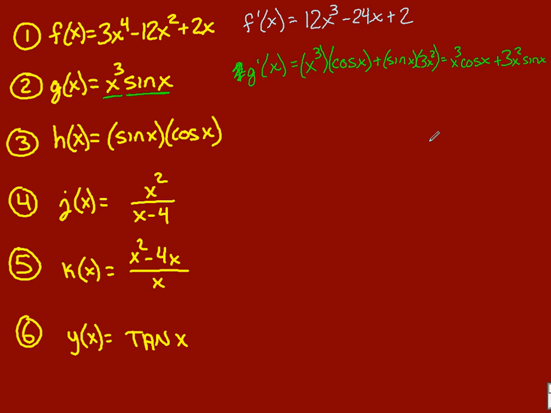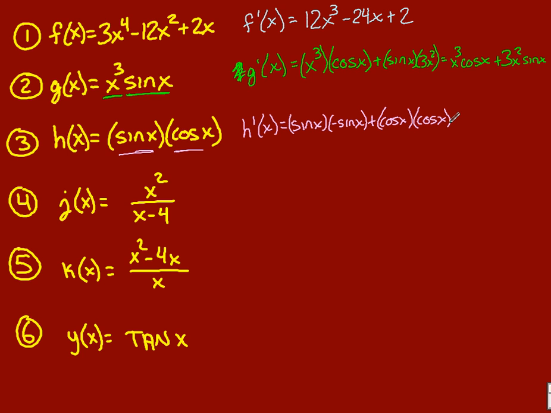All right, number 3, also a product rule, sine times cosine. So here's your first and your second. So we have h prime of x will equal the first times the derivative of the second. Derivative of cosine is negative sine, plus the second, which is cosine, times the derivative of the first. Derivative of sine is cosine.